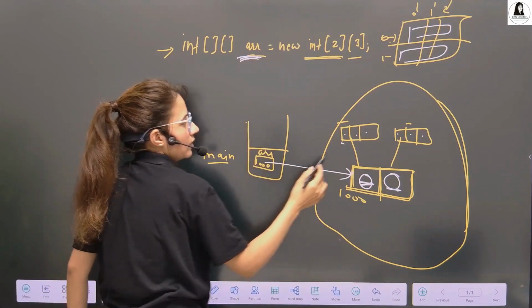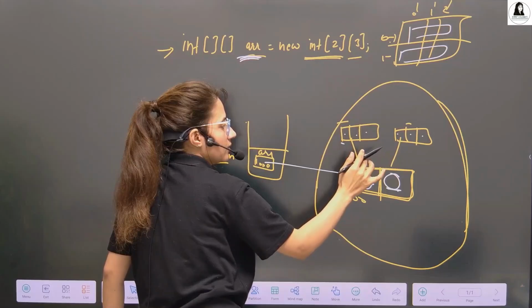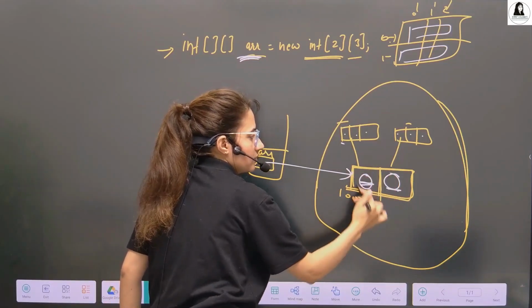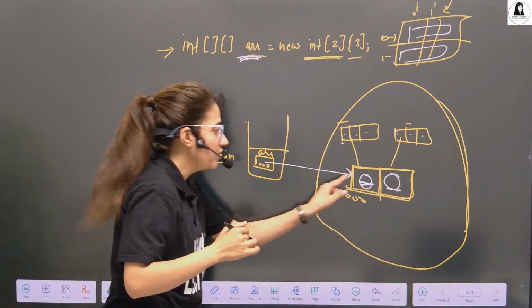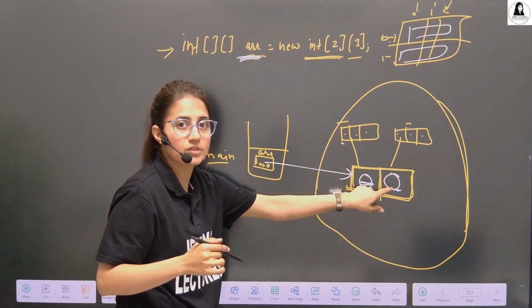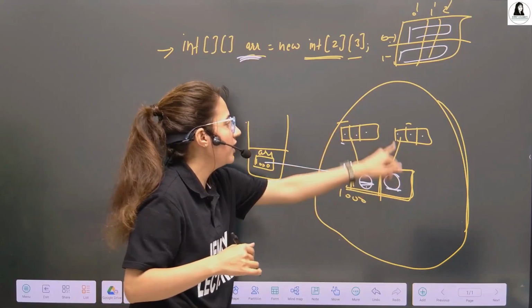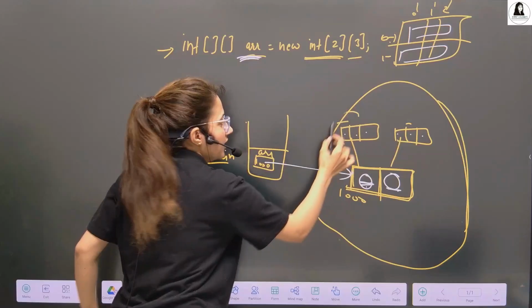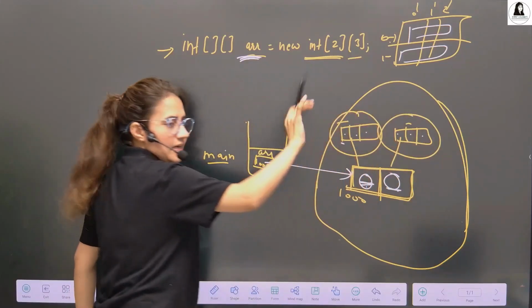Now in the heap, this is an array of references. Here also we have a reference, here also we have a reference. The actual object, the actual array, is somewhere else in the heap, and this can be created at a random memory location.